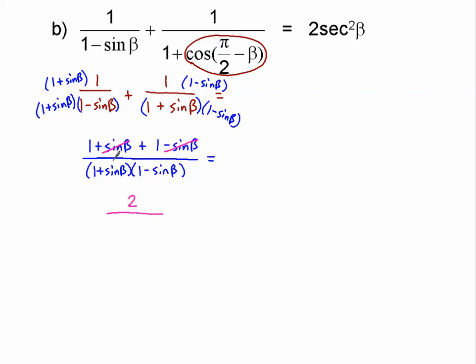So let's FOIL. 1 times 1 is 1. The outer terms are negative sine. The inner terms are positive sine. So those will cancel away. And my final terms, my last terms, are negative sine squared. So that's just a simple FOIL problem. 1 minus sine squared, I've seen that plenty of times. 1 minus sine squared, I can use my Pythagorean and say that that's equal to cosine squared.